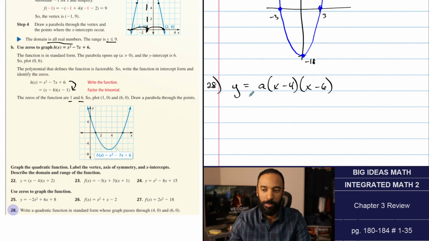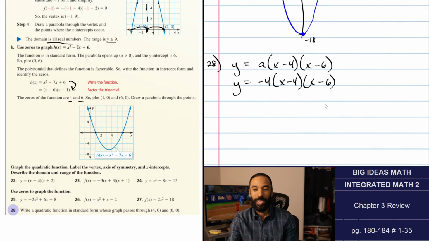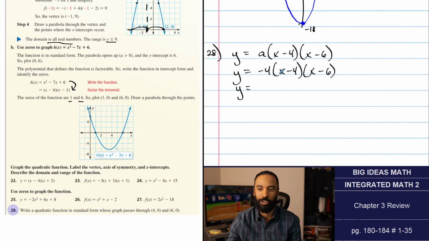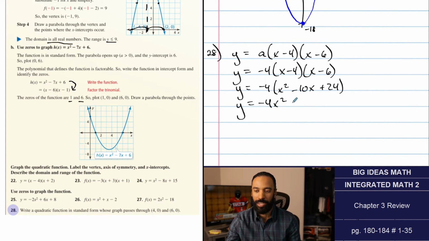So a can be any number under the sun that we'd like. I'll make one up. Let's use negative 4. Negative 4 times (x minus 4) times (x minus 6). Listen, most of you guys can use a equals 1, and you're good. If you just use a equals 1 in standard form, when I FOIL this, it'll say x squared minus 6x minus 4x plus 24, and you'd be good with this part right here. No negative 4, no parentheses, all that. But I'll distribute the negative 4 in mine, and I get negative 4x squared plus 40x minus 96.